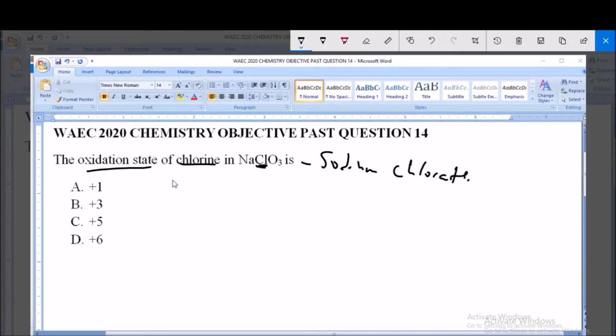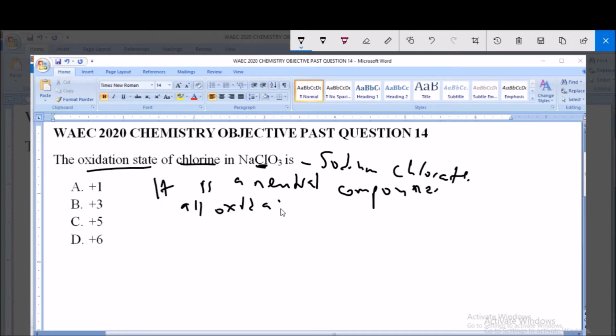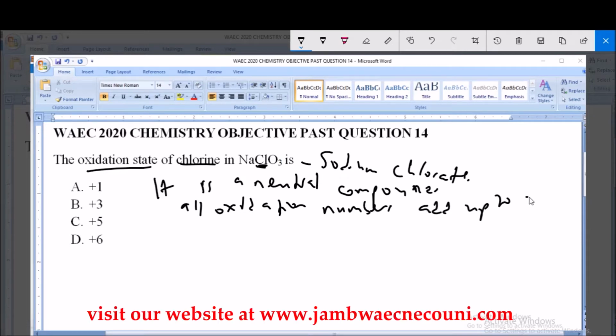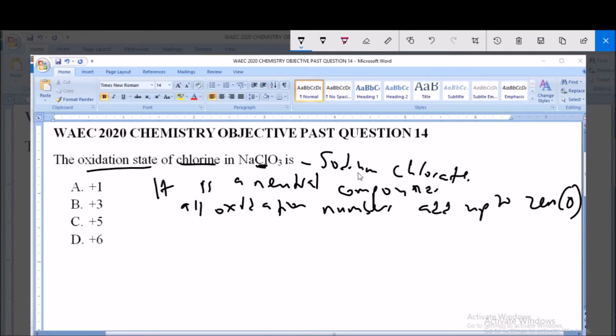Now the first thing to understand is that it is a neutral compound, and in neutral compounds all the oxidation numbers add up to 0. So by the time you add the oxidation numbers of sodium, of chlorine and of oxygen, it's supposed to add up to 0 because it is a neutral compound. Now you know it is a neutral compound because it carries no charge, so it is neutral.